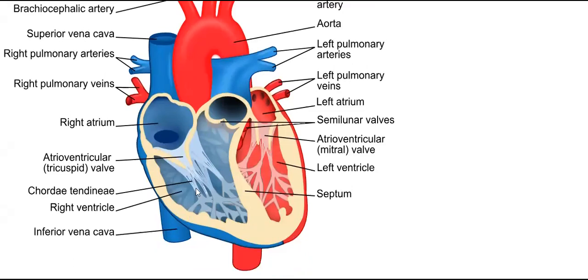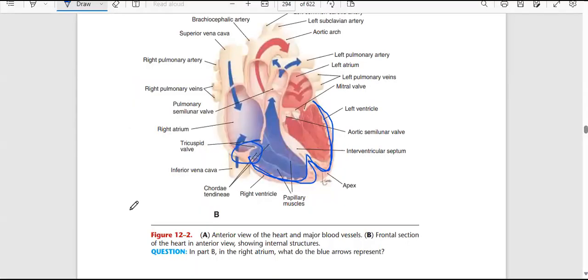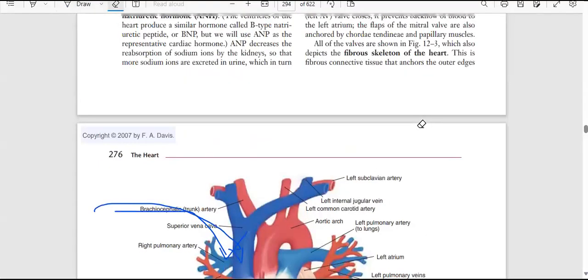So these are the valves. Okay, this is the valve, and this is the chordae tendineae. It is attached to the muscles of the heart. So contraction, relaxation. When it is relaxed, it is open. When it contracts, it is closed. Okay, here also the same thing happens. I think you understood. You have to draw the image for full understanding.